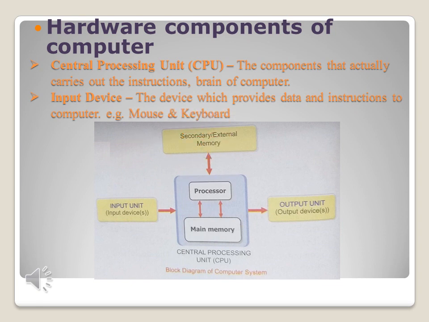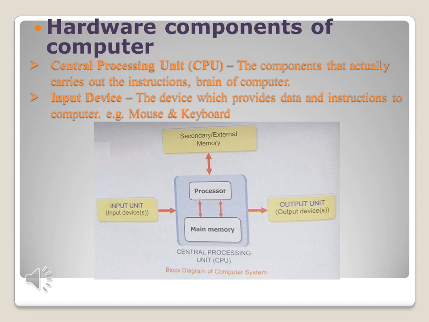Now let's see the hardware components of computer. As you can see in the figure, there are total 5 different hardware components in a computer. The first one is the CPU. CPU means Central Processing Unit. It actually carries out all the instructions and it is also known as the brain of computer. Second one is input device. The device which provides data and instructions to the computer. With the help of input devices, we'll give input to the computer. For example, mouse and keyboard.